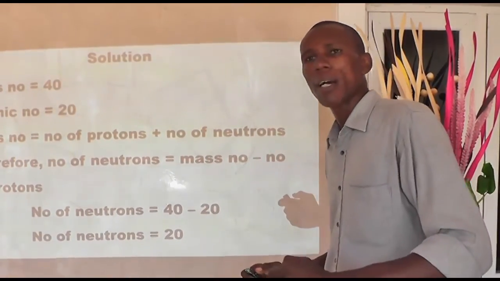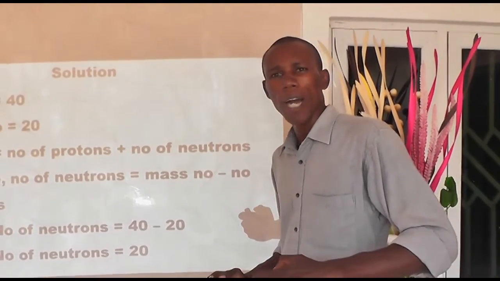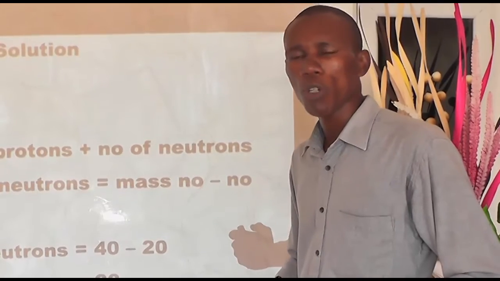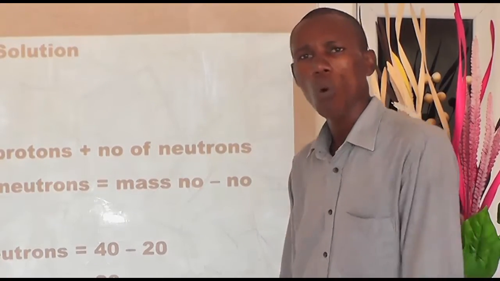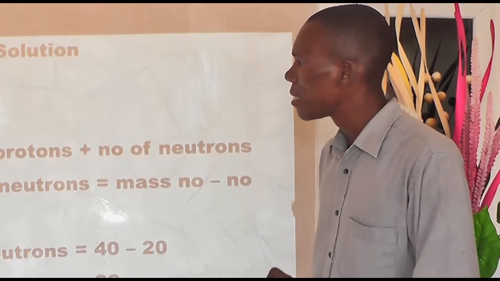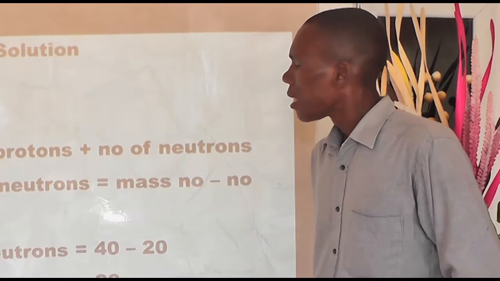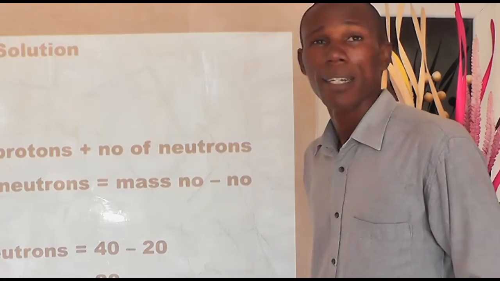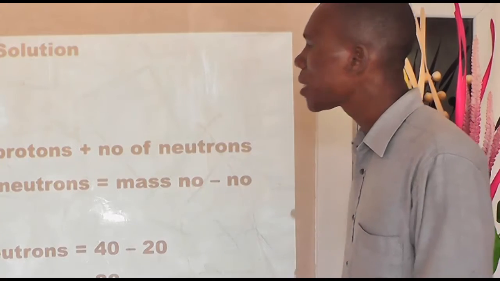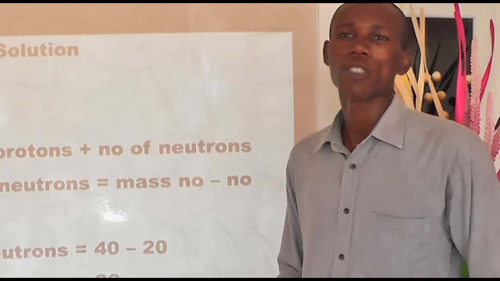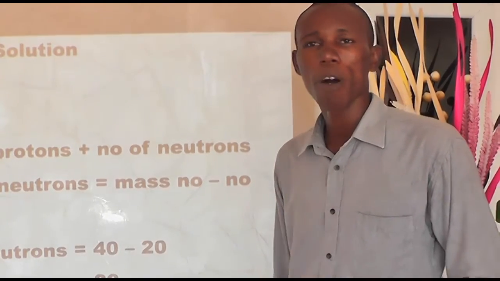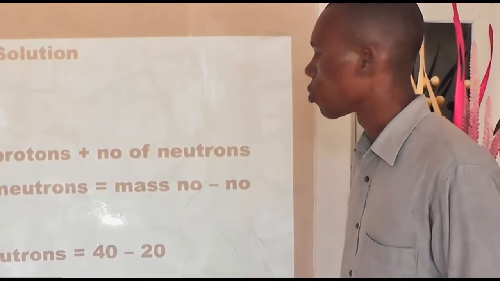Sometimes the atomic mass of an atom, when you deduce the number of protons and the number of neutrons, may be equal. The number of protons and the number of neutrons may be equal, as in this case. This element can be calcium. Calcium, which is number 20 in the periodic table, has an atomic mass of 40, an atomic number of 20. Number of protons 20, number of neutrons 20.